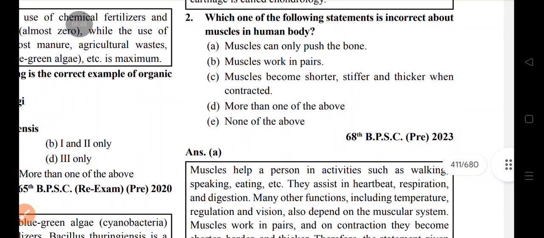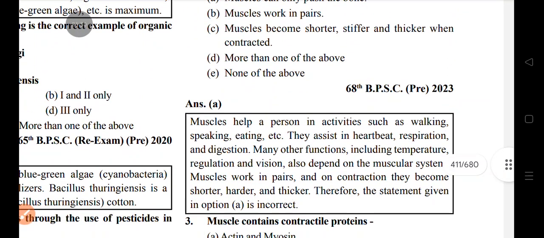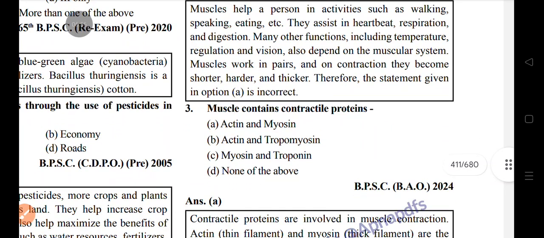Muscles can only pull the bone. Muscles help the bone with activities such as walking, speaking, heartbeat, respiration. Muscle contains contractile proteins, actin and myosin.